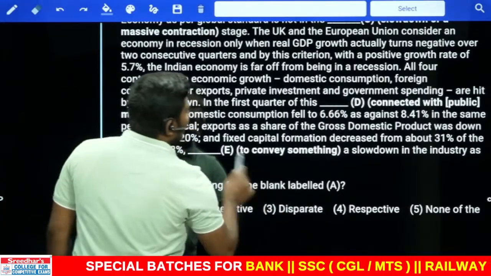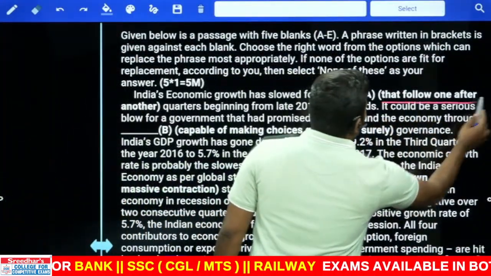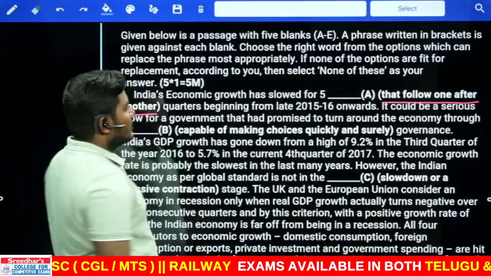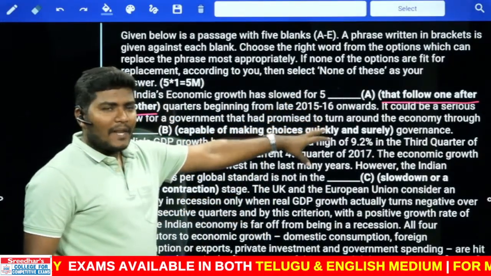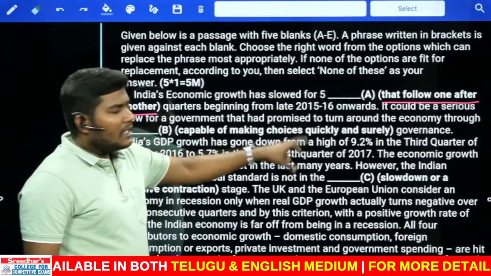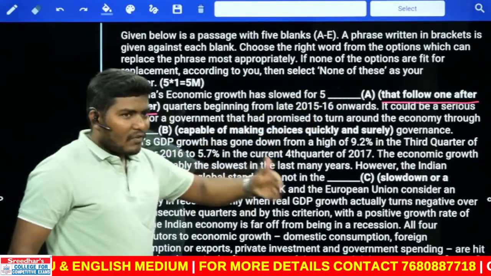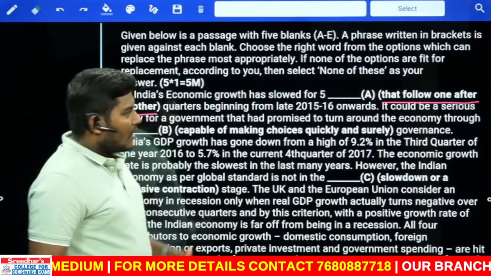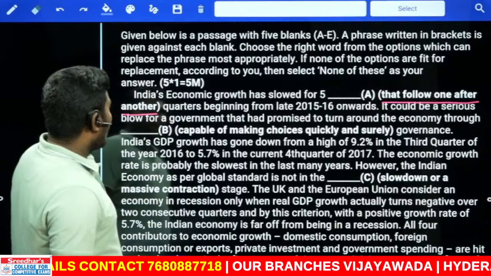But what happened in the blank is, see, there is an indicator highlighted. What is the indicator? Look at this: "that follow one another." In the blank, for example, if you're taking the A blank, you need to pick a certain word that gives the correct synonymous meaning for the phrase here. What is the phrase? That follow one another. Now, the same word you should pick in the options. Let me tell you the first one, how it works.